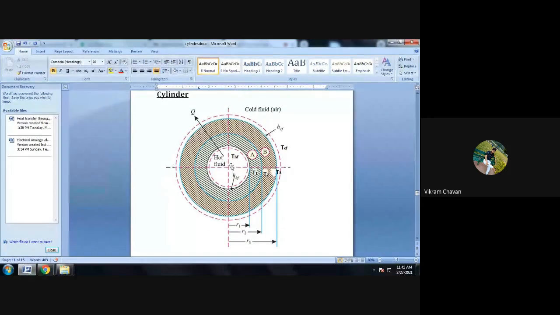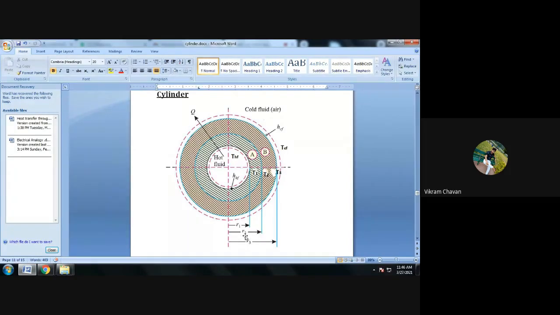Let us consider that this is the A cylinder. A cylinder is having internal radius of R1, and A cylinder is having external radius of R2. Getting everyone? Now this external radius of A cylinder is the internal radius of the B cylinder.